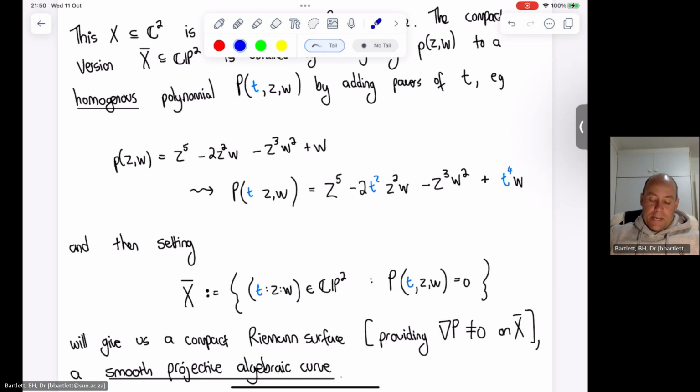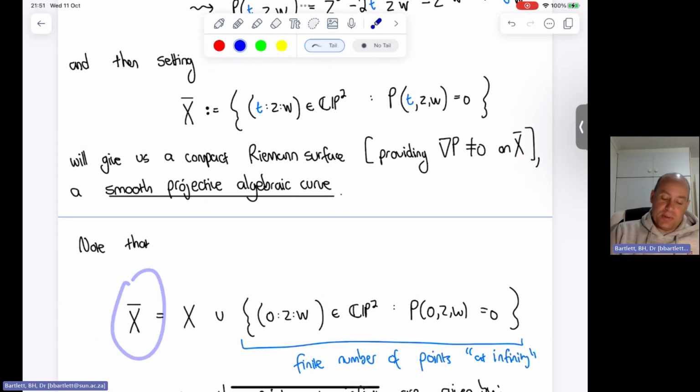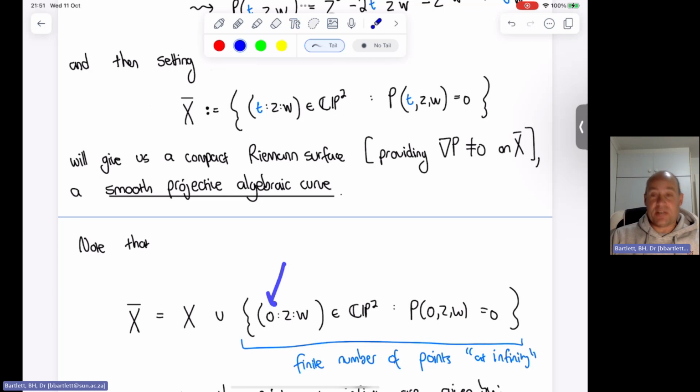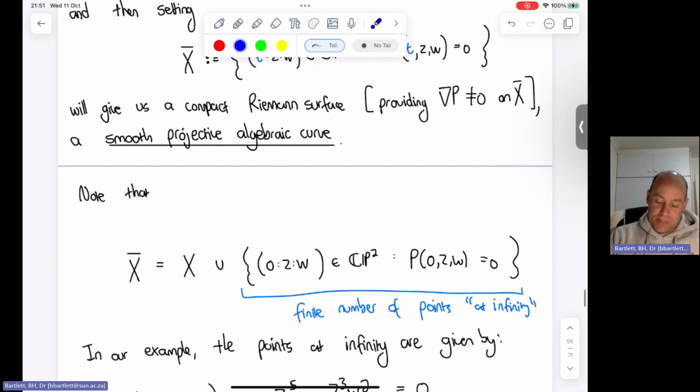Okay, so you should notice that the compact version of X can be thought of as the original affine version of X, together with a finite number of points at infinity. And those new points are going to be exactly the points where this first dummy coordinate was 0. Okay, because if the dummy coordinate is non-zero, then you might as well take it to be 1, and then you can set that t equal to 1. And if I were to set t equal to 1, then I'd just be getting the zeros of my original polynomial. But when this dummy coordinate is 0, then I'm getting some, in principle, new points out.